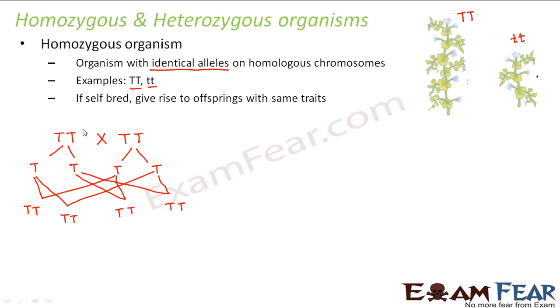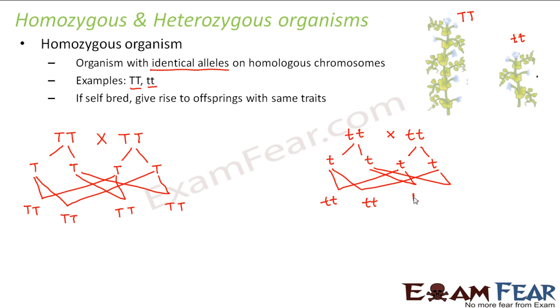That means this is also homozygous tall, so they are also homozygous tall. Similarly, if we self-bred the dwarf plants, in that case also what are the possibilities? This will give out its alleles, and these alleles can combine in any of these fashion. So in all the cases we get homozygous dwarf plants, right? So this is all about a homozygous organism.